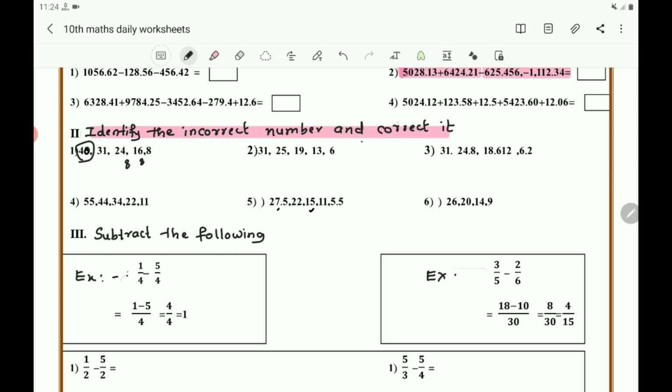So what is the incorrect number here? The incorrect number is 31. You write that 31 is incorrect. The correct number is 32. Like this way you answer the question. Then you take the second one. Here 31, 25, 19, 13, 6 are there, and verify the relation here and find the missing number.